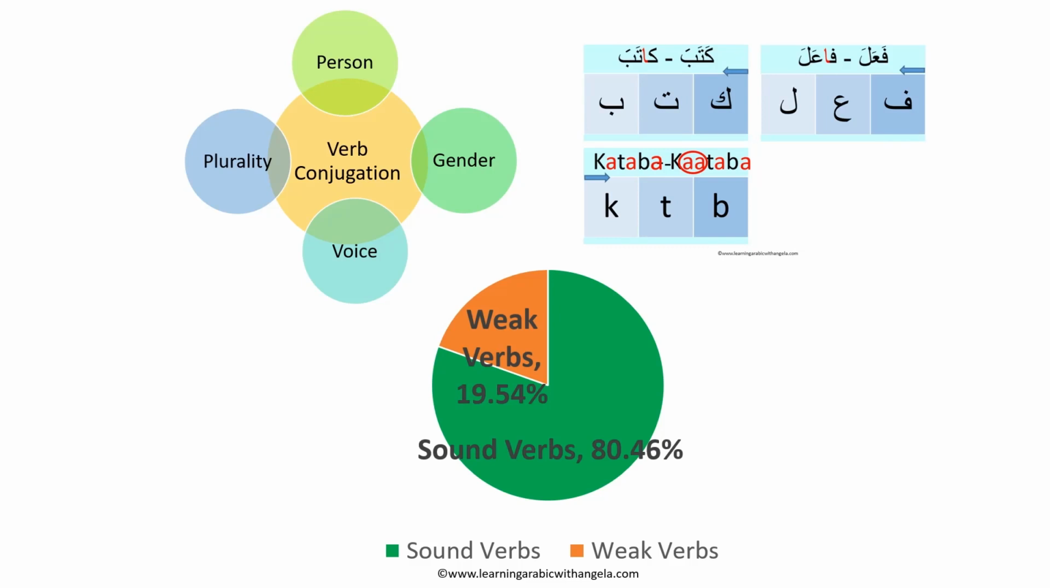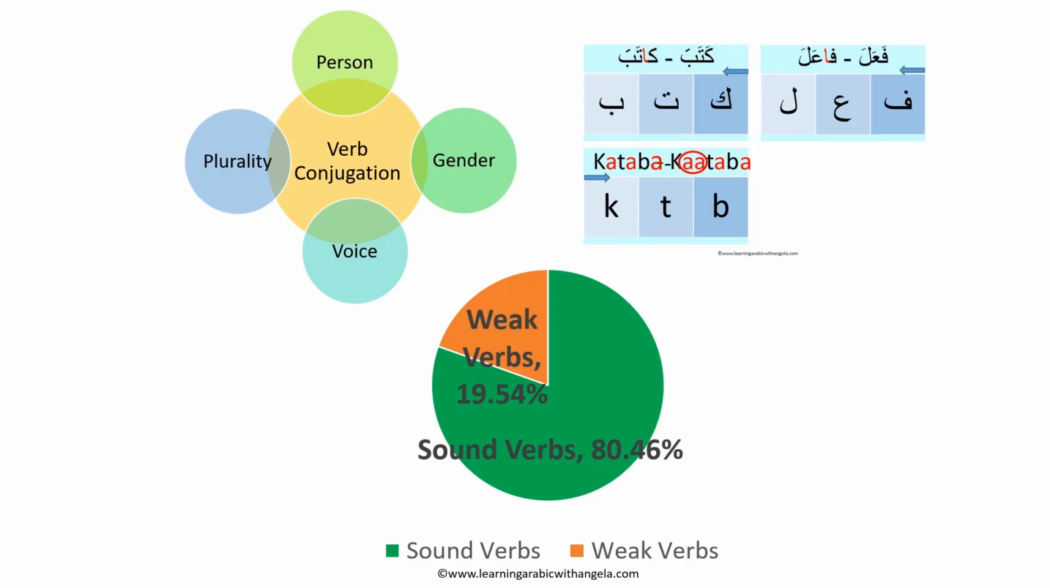We can conclude by saying that Arabic verbs are conjugated in terms of person, gender, voice, and plurality. So a verb conjugation will give us all those aspects. We can also say that Arabic verbs are based on a root system. So they're either triliteral, that is based on 3-letter roots, or quadrilateral, that is based on 4-letter roots. The majority of verbs are triliteral, that is around 75% or more.